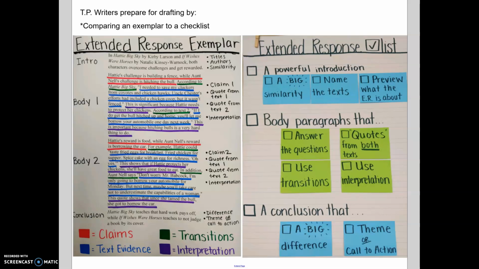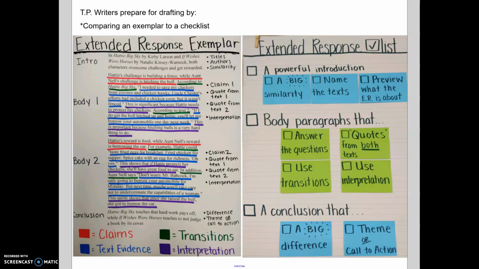Hey guys, welcome back to day 2 of our science extended response. Last time we looked at how to closely read the question and come up with claims based on the question words. And today we're going to get ready to draft by comparing an exemplar to a checklist.